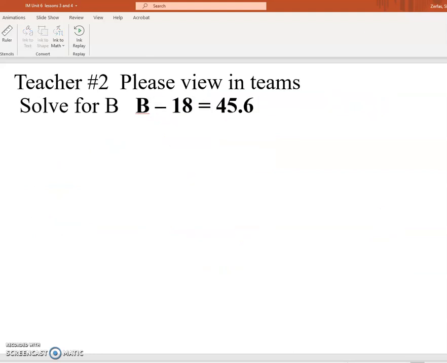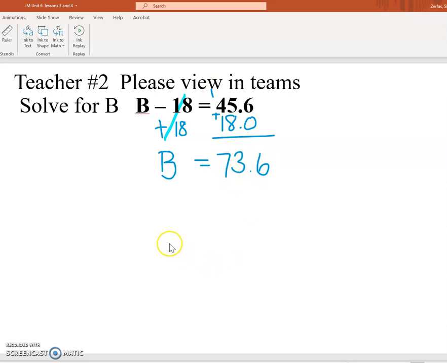So similarly in this example, because I am subtracting from the variable b, if I want to isolate b, I'm going to use addition. Adding 18 and minus 18 will cancel each other out, leaving me again with b by itself. Making sure I do the same thing on the other side to keep them balanced. And I get my answer to be b equals 73 6/10.